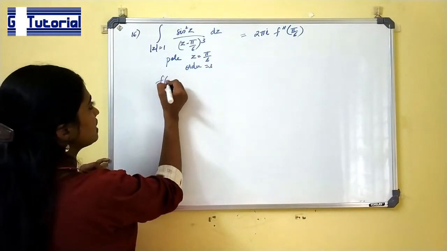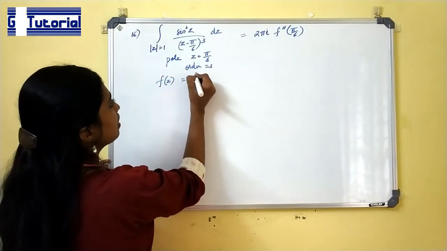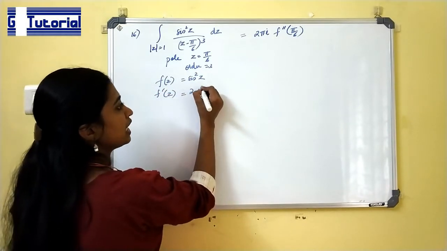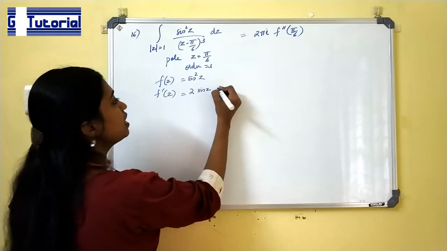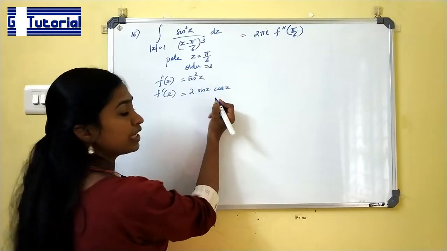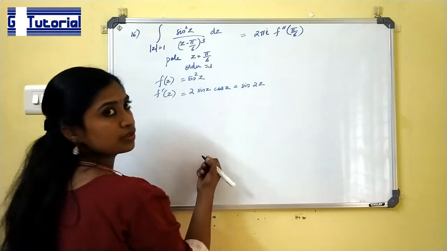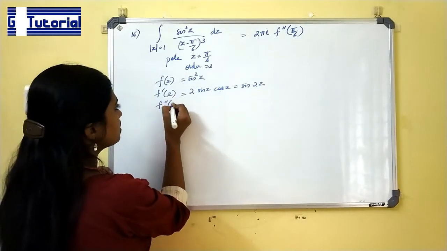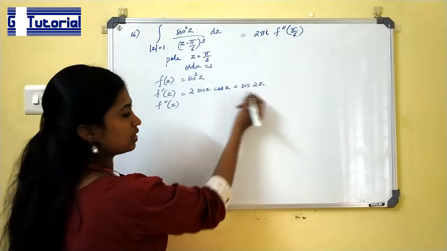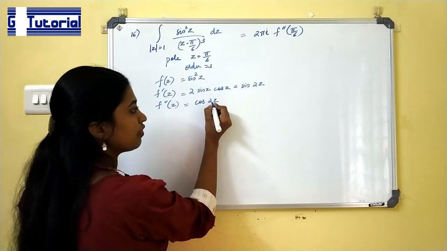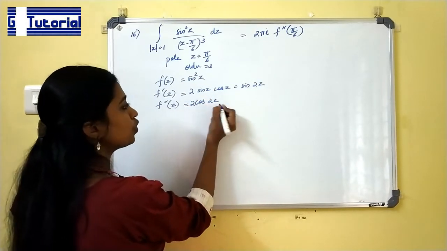Here we are given f of z as sine square z. We find f dash of z, which is equal to 2 sine z, and the derivative of sine z is cos z. 2 sine a cos a is sine 2a, so sine 2z. f double dash of z is the derivative of sine 2z. The derivative of sine is cos, so cos 2z into the derivative of 2z, which is 2. So 2 cos 2z.